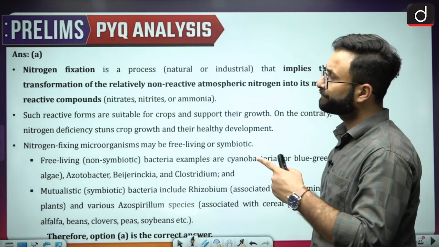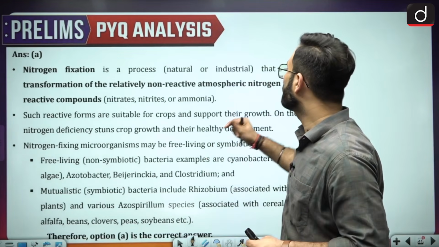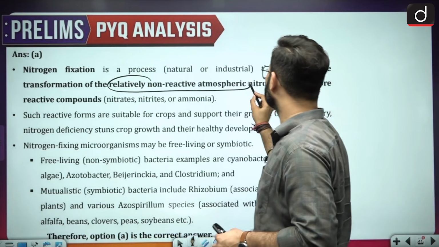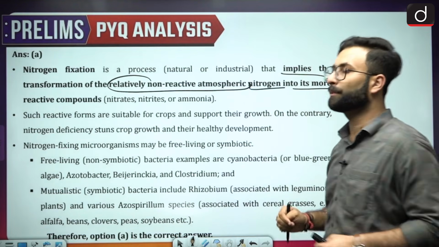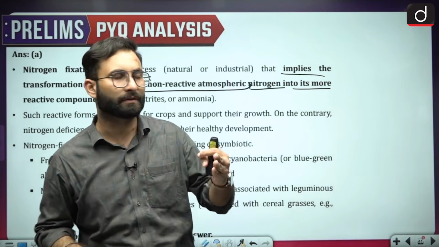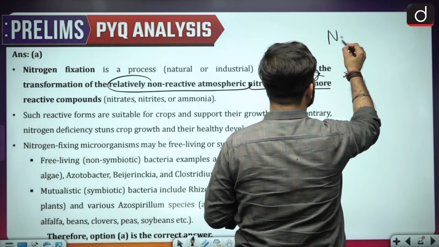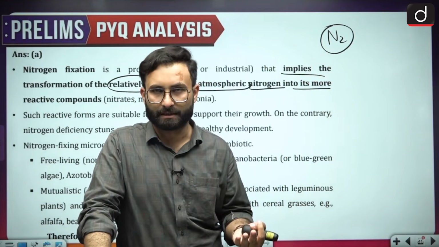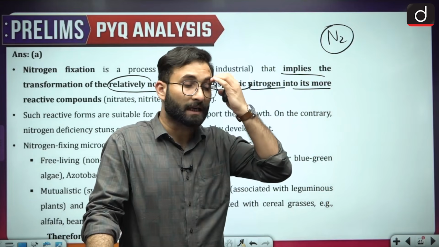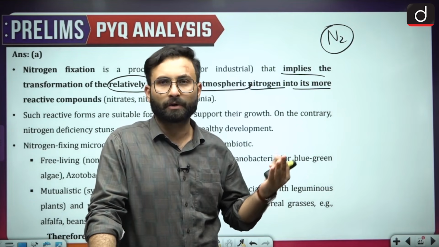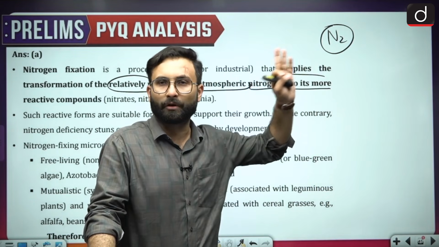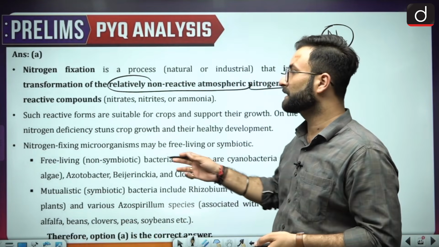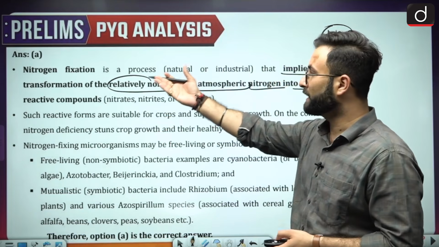Nitrogen fixation is the process wherein the relatively non-reactive atmospheric nitrogen is transformed into more reactive compounds. Why is nitrogen non-reactive in the atmosphere? N2 is a stable compound and will not go for any kind of reaction. In the atmosphere nitrogen is in the form of N2 gas only, so it has to go through a process called nitrogen fixation.